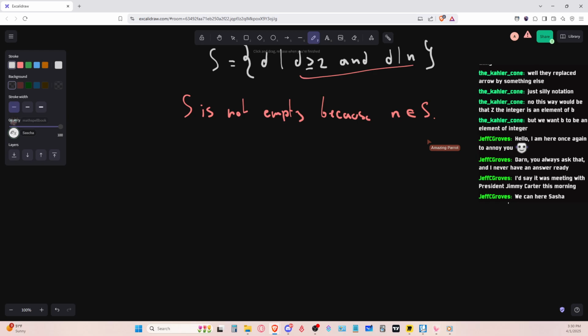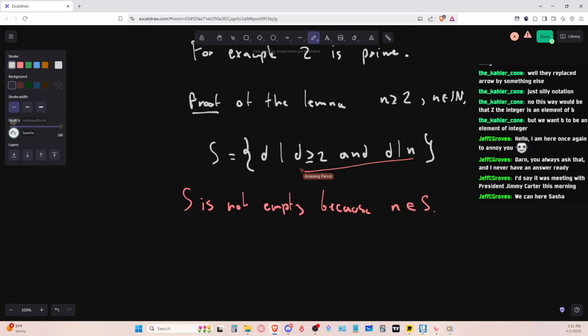Is that right for you? Let's see. So S is not empty because n is an element of S. Yeah, that sounds like it makes sense, because if D is equal to n, then practically you would have at least one element in there. So that actually shows the set is not empty.